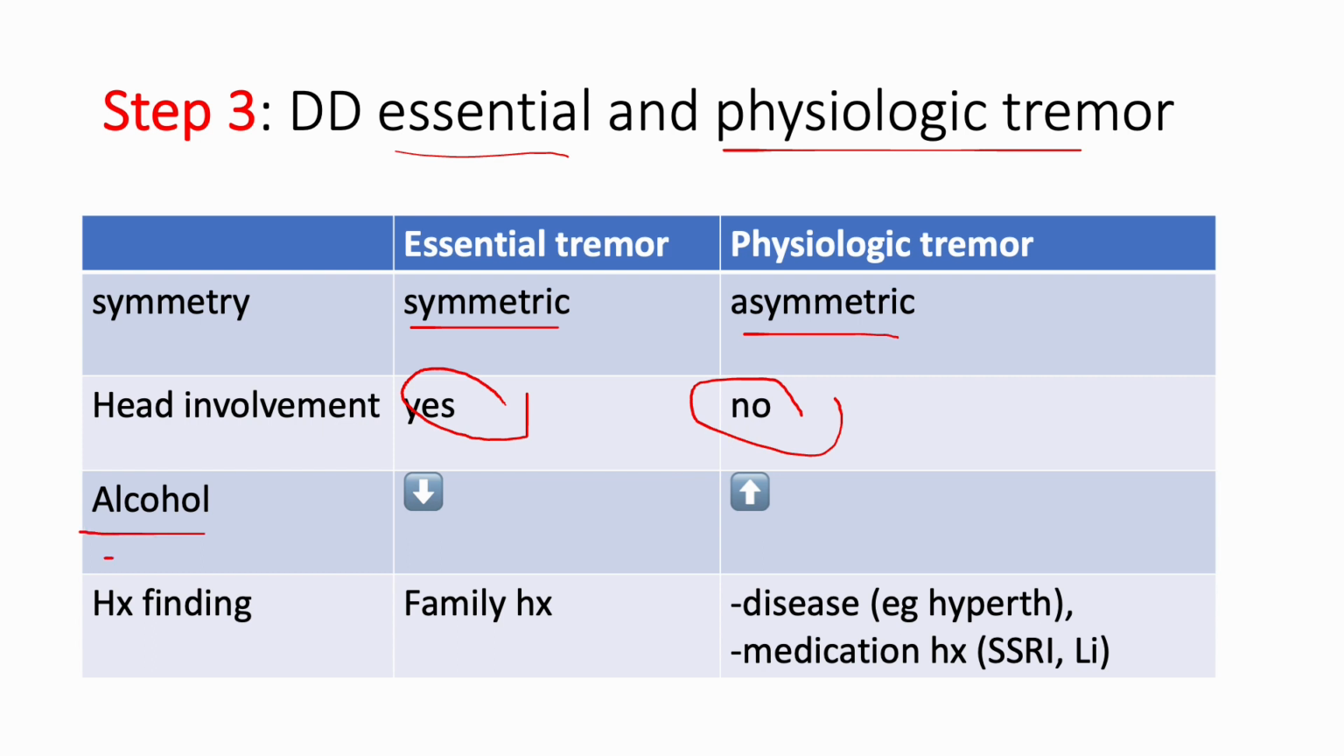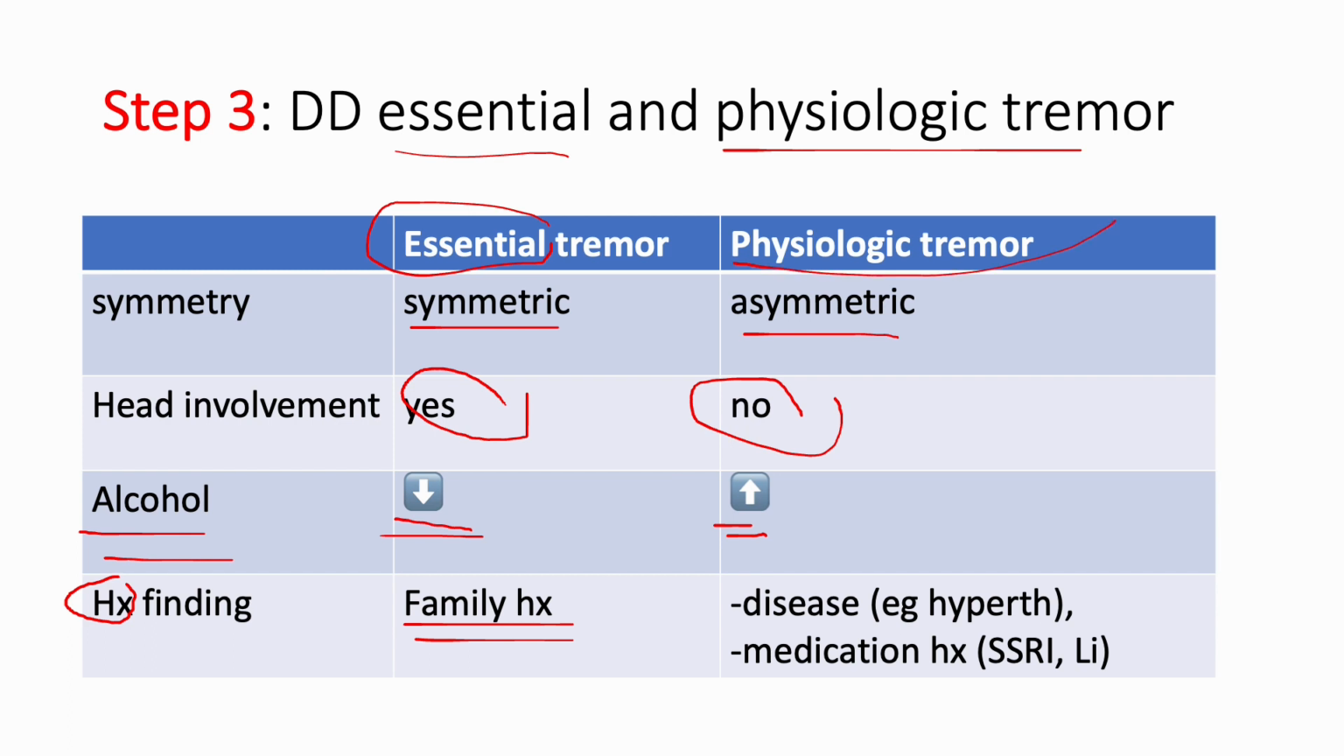Another important feature is alcohol. So in essential tremor, if the patient drinks alcohol, he or she will describe a decrease in the tremor after taking the alcohol, whereas in physiologic tremor, if the patient takes alcohol, generally the tremor increases. And another important finding is the findings on history. So if there's family history of tremor, most likely it is essential. So there are sometimes essential tremors which have an autosomal dominant transmission, and so it's common that the tremor is described as present also in the father or the mother and in the grandparents.